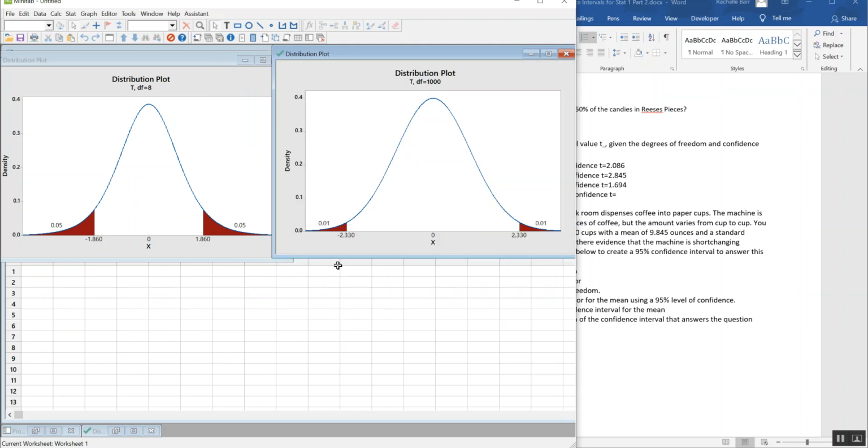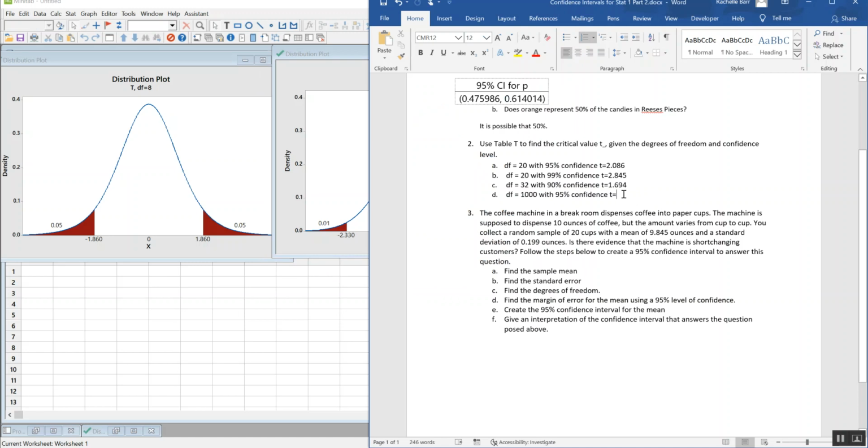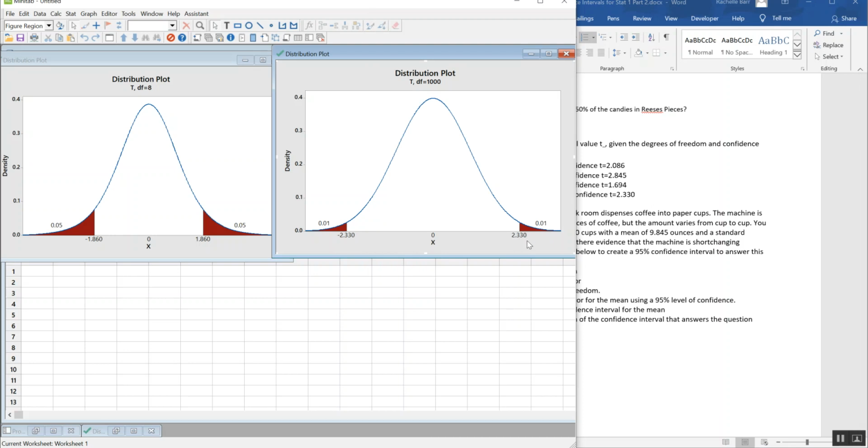T is different for every degree of freedom. Anyway, so my T value is 2.330. Now I'm hoping you notice that I'm just using the positive one. It's because when you're using T, it always ends up with a negative twin. It's symmetric. It's literally the same value but negative.